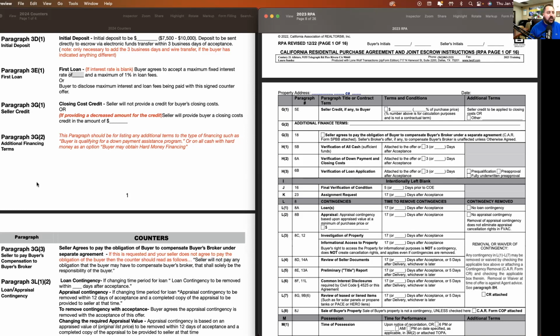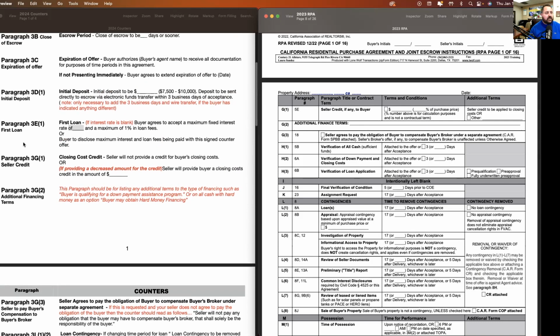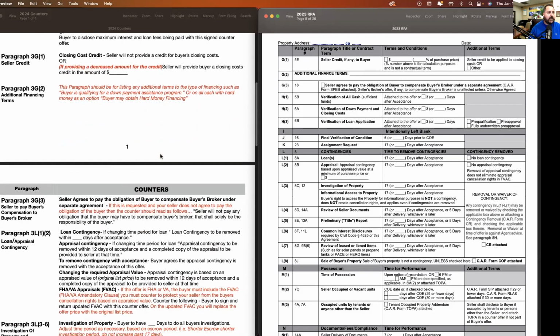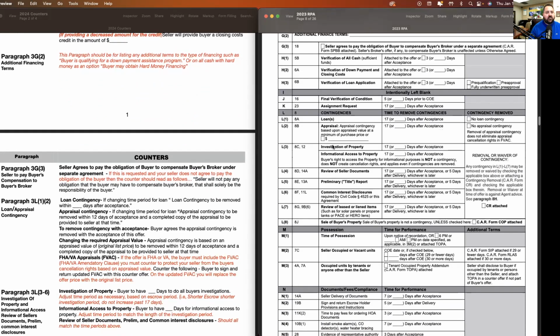I'm just giving you guys a note of what should be in there, because if they put something like closing cost credits or something else to do with the financing, and we've already addressed it in one of the correct paragraphs, you don't need to address it again there. Okay. Questions so far? All right. Good. Let's move on.